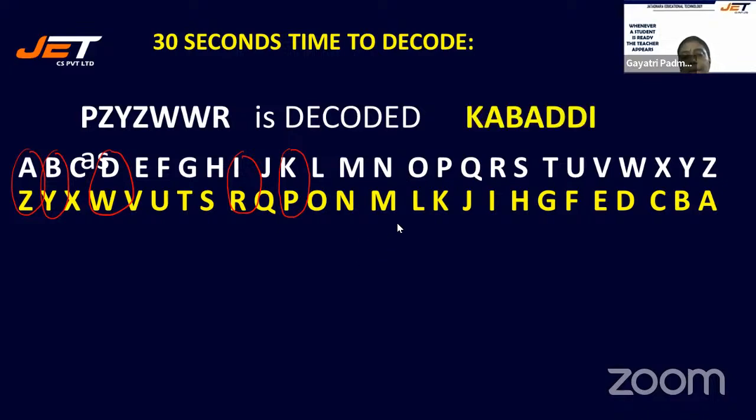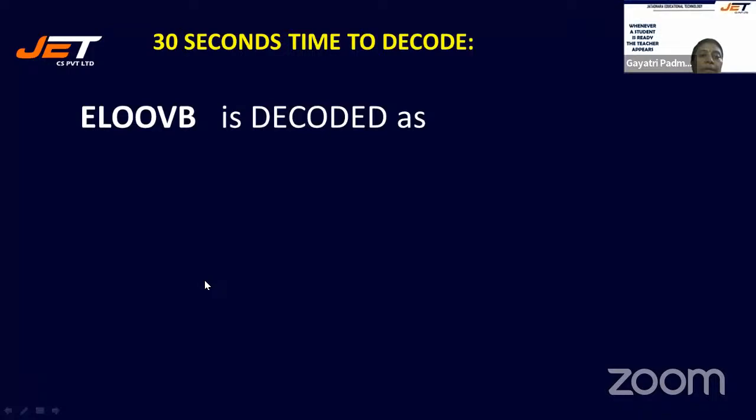It is Kabaddi. Right. So how Kabaddi? K, A, B, A, D, D. Because there are two W's. So D, D. And for R, it is I. So after decoding it, we get it as Kabaddi. All right. Yes. Now let us try another one.